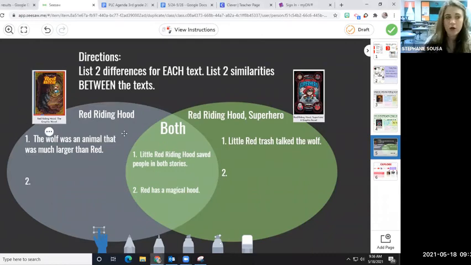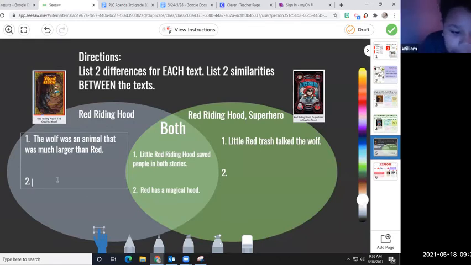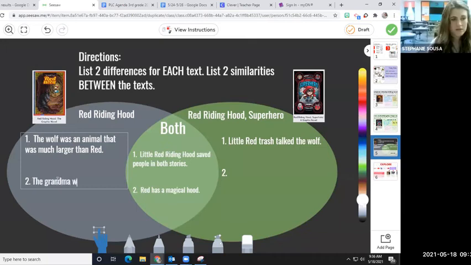So look at your Venn diagram. Look over here on the left. What was only true about the original version? Yes, William. Her mom got eaten. Yes. The grandma was eaten in the original version. Not true in the fractured version, but yes in the original. Okay. Something else that was only true for the original.